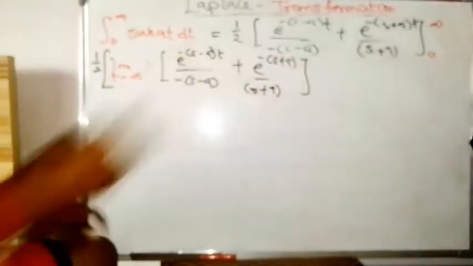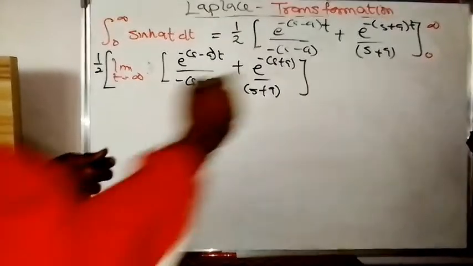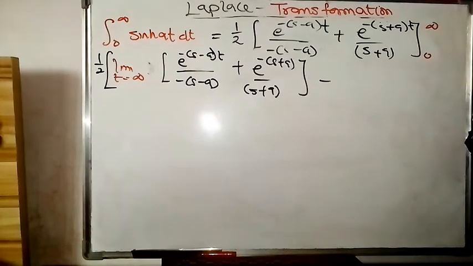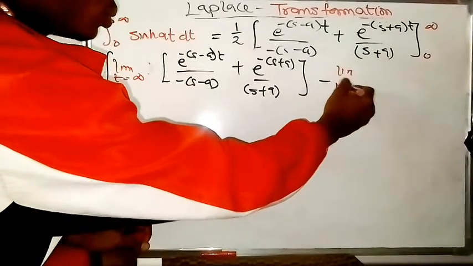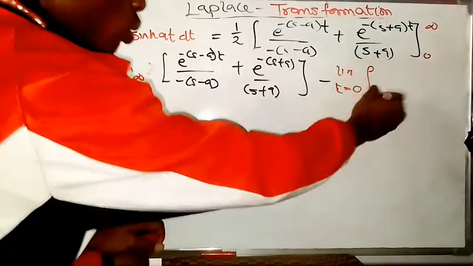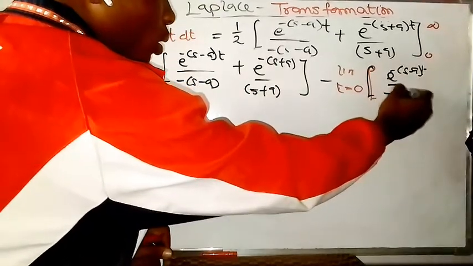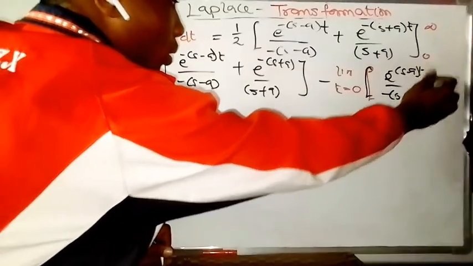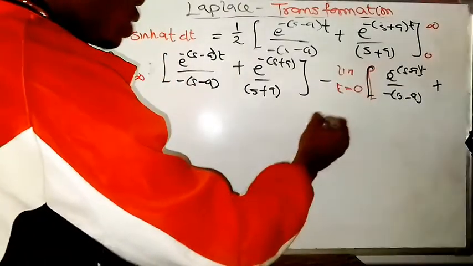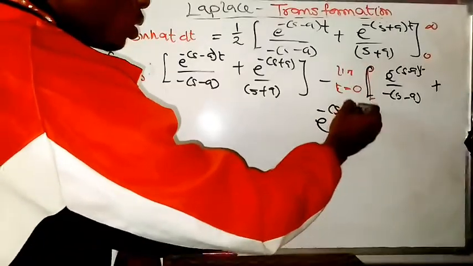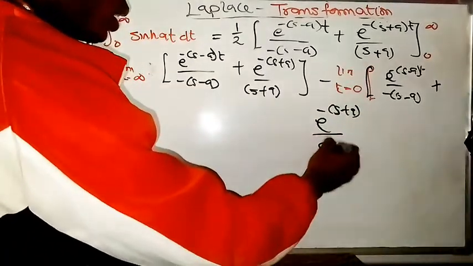Minus, taking another limit to 0, right? Taking my limit to 0. So this is limit t to 0, open bracket, exponential minus s minus a t divided by s minus a, plus exponential minus s plus a t divided by s plus a.